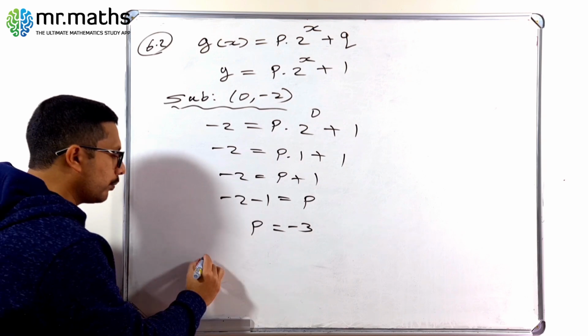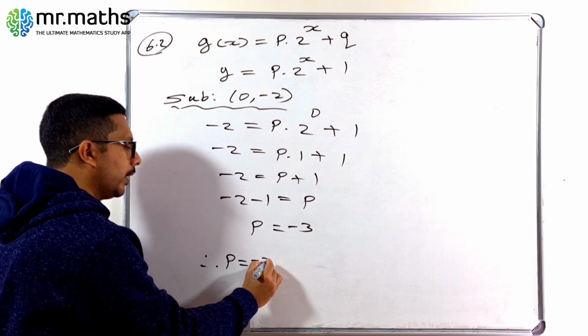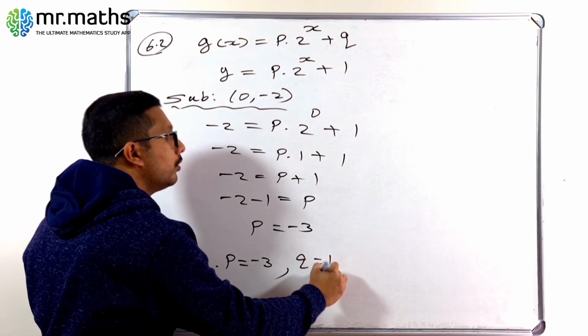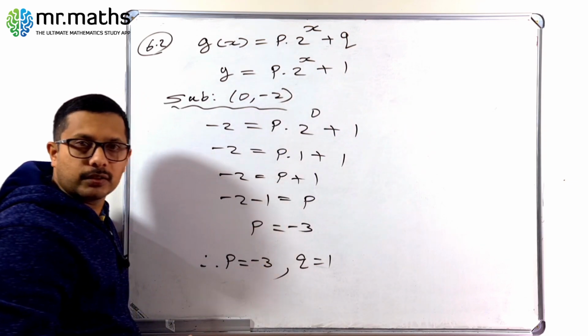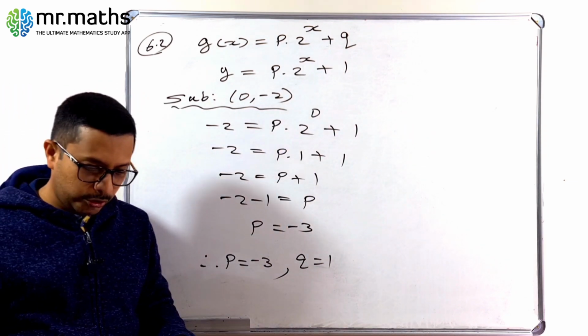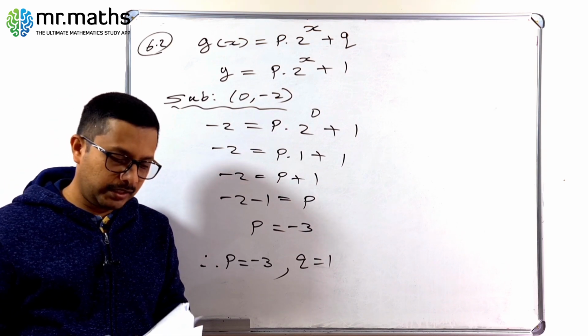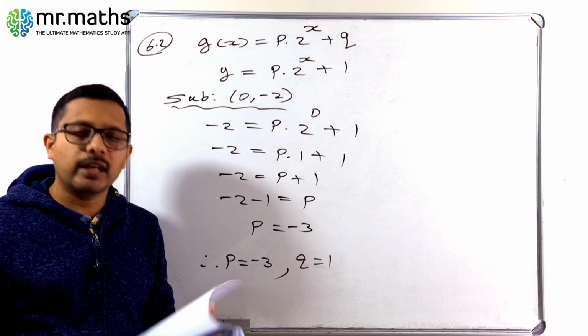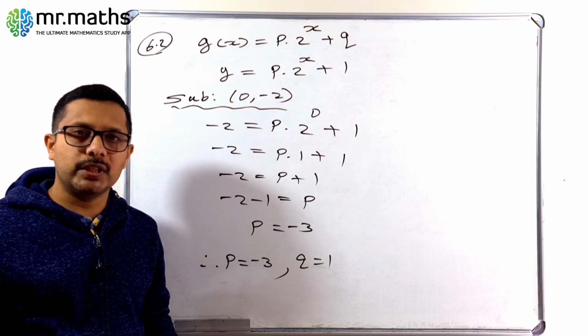So what are the values of p and q? P is equal to minus 3 and q we already got as 1. Okay, so that's an easy question. So that is question number 6.2, and I think that's the end of that question paper, November 2013.